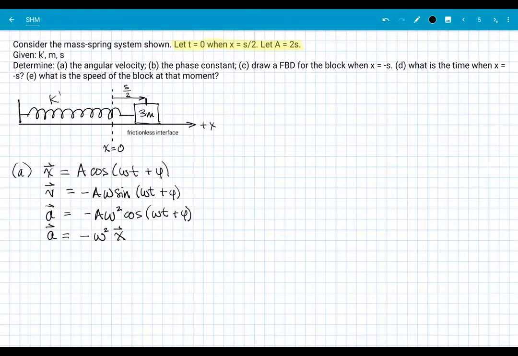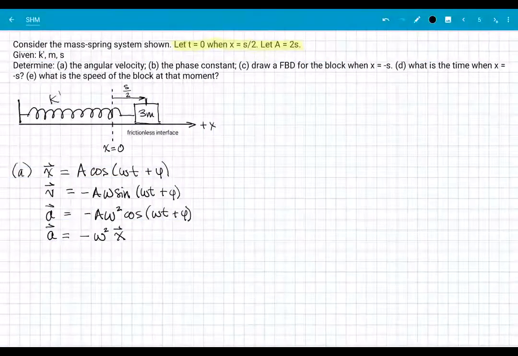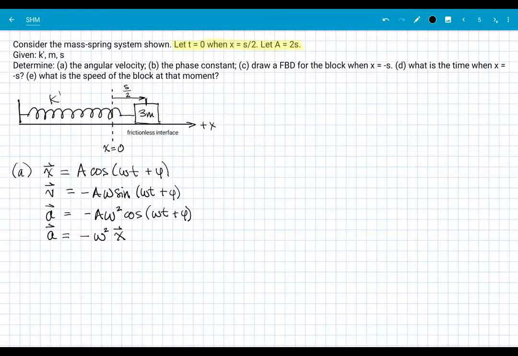But for this particular sign convention, the way I have it drawn, notice that we're told that let t equal 0 and x equal positive s over 2. And I have that drawn to the right, so rightward is implicitly positive, and we can make it explicit with our sign convention. All right, to take this relationship right here, we can write that in a magnitude form.